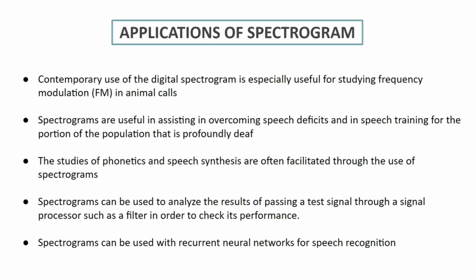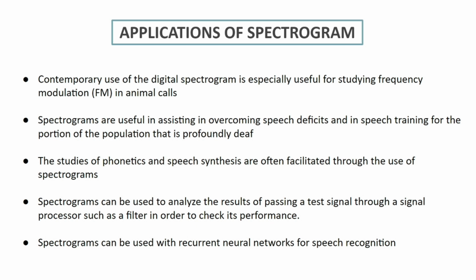Here are some of the applications of spectrogram. In the early days, analog spectrogram was used to study bird sounds and animal sounds. Nowadays, digital spectrogram is used to study frequency modulation in animal sounds. It is also used for speech training deaf people. Spectrogram is used in phonetics and speech analysis, wherein we focus on how different speech sounds are produced and also sorting of speech sounds into different categories.